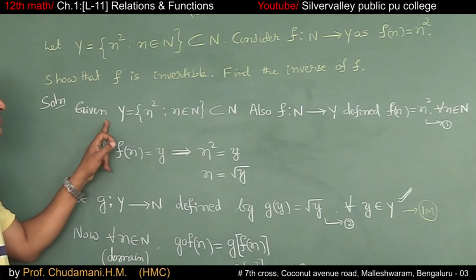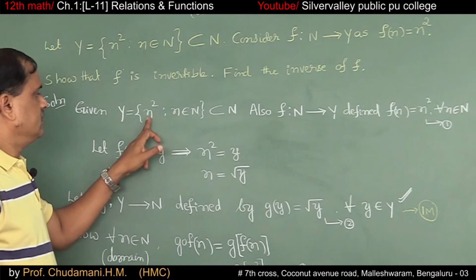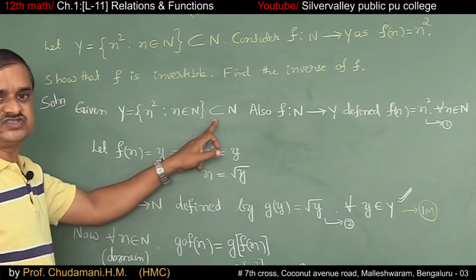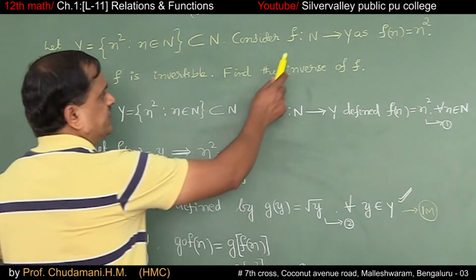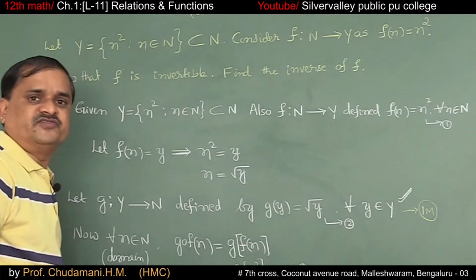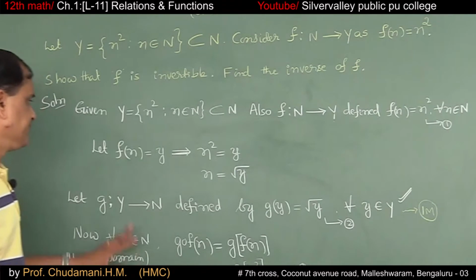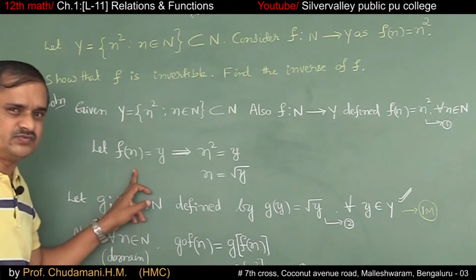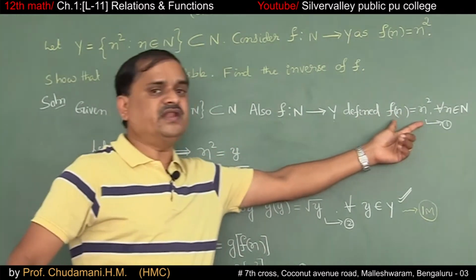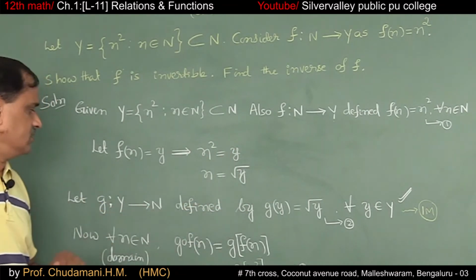Solution. Let capital Y be equal to n square. Let us discuss in terms of n. Capital Y equals n square such that n belongs to capital N, is a subset of N. Also the function f from N to capital Y is defined by f of n is equal to n square for all n belongs to capital N. Say this equation 1. Let f of x equals y, we take here f of n is equal to y. What is f of n? N square is equal to y. So that n is equal to root y.